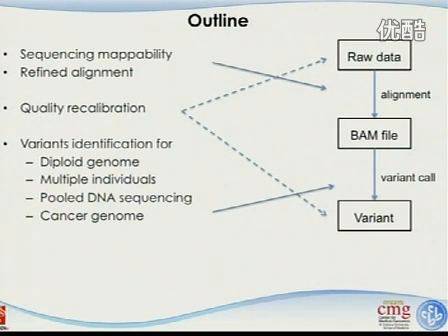And we will also talk about variant identification, which is the variant calling part, from the aligned file to the variant call files. This will also have many different scenarios, including the diploid genome, multiple individuals, pooled DNA sequencing, and cancer genome. They are all different, so the analysis itself is different.